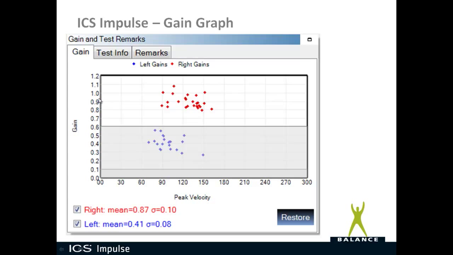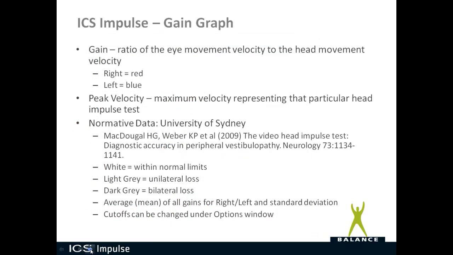So what you have here is the gain and the peak velocity. And that's the peak velocity of the head impulse. So, again, right is red and left is blue. And the peak velocity is the maximum velocity representing that particular head impulse. And then here is the publication where the normative data was taken from.